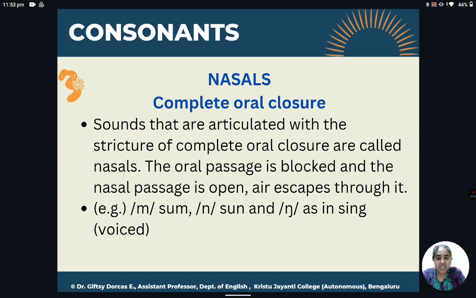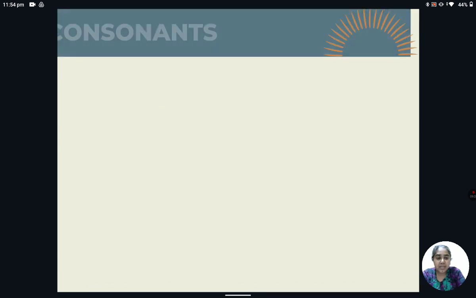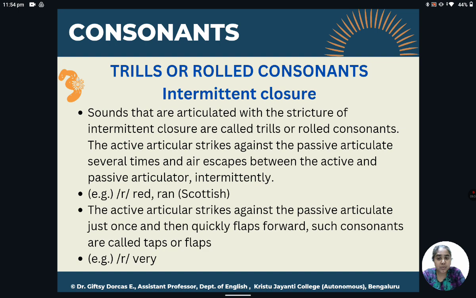Moving on, we have the nasal sounds. For nasal sounds, we have complete oral closure. So sounds that are articulated when the stricture is complete oral closure are called nasal sounds. That is, the oral passage is blocked and the nasal passage is open and air escapes through the nasal passage. So the sounds m as in some, n as in sun, ng as in sing. They are voiced sounds.